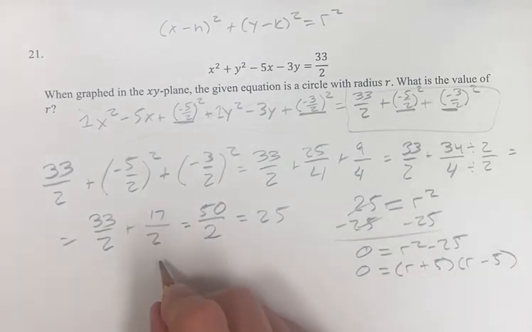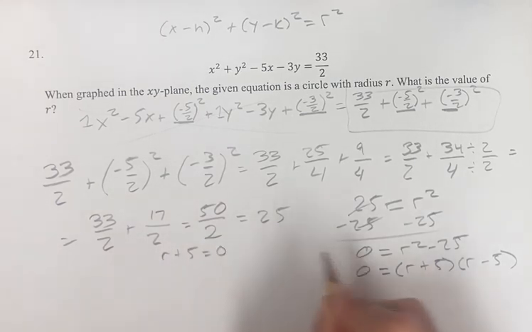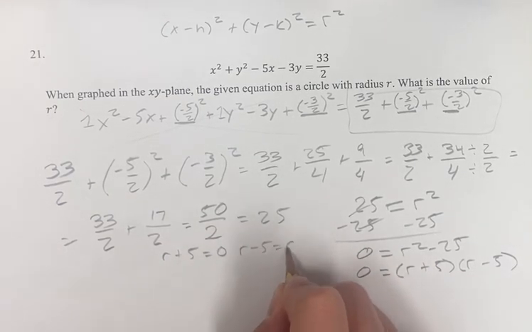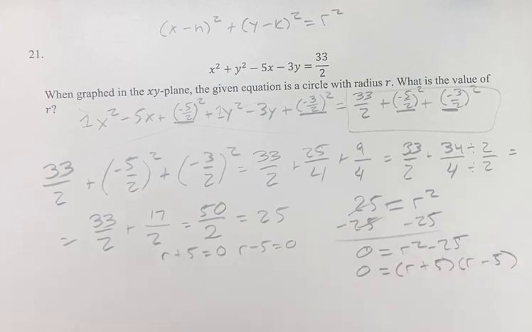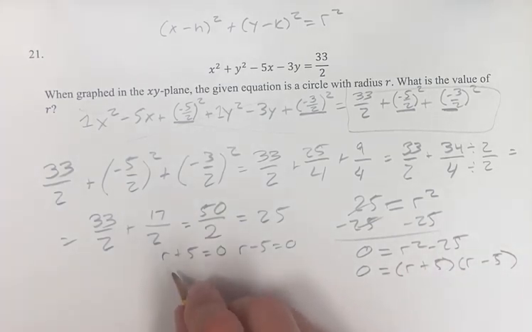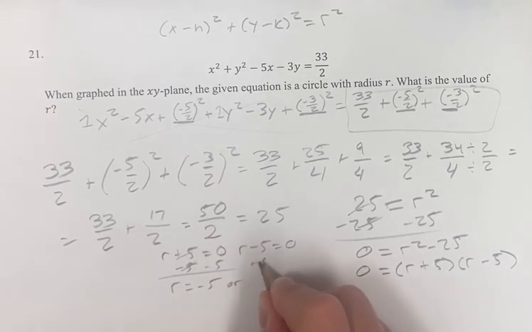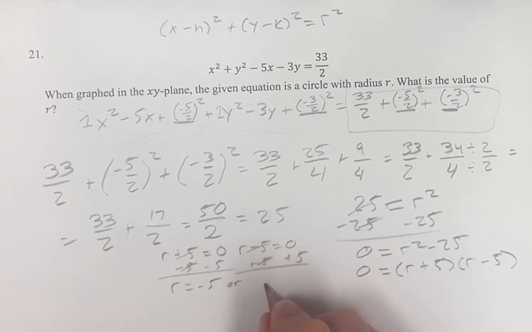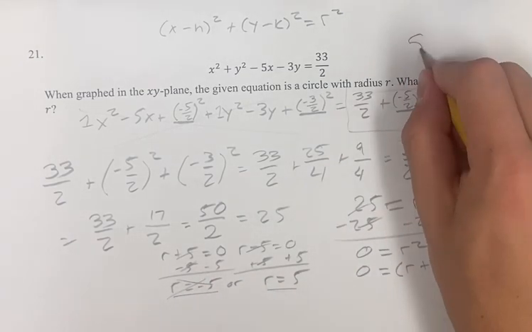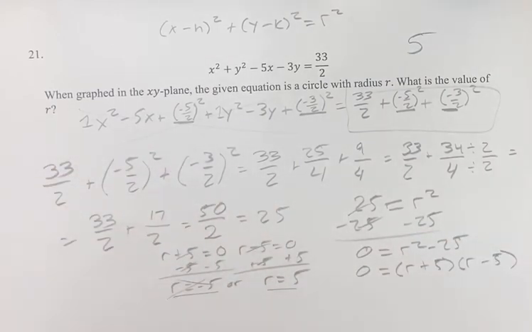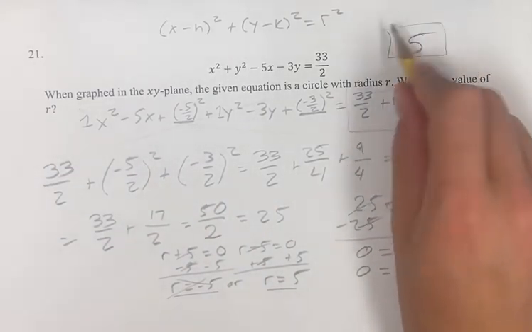In this case, we're going to have r plus 5 is equal to 0, and r minus 5 is equal to 0. One of these has to be 0 for this product to be equal to 0. And just solving for r in these two situations, we have r is equal to negative 5, or over here, r is equal to 5. So r is representing the radius of a circle. It has to be positive, so it can't be negative 5. r has to be equal to 5. r represents the radius. We're looking for r. This is going to be our answer, 5.